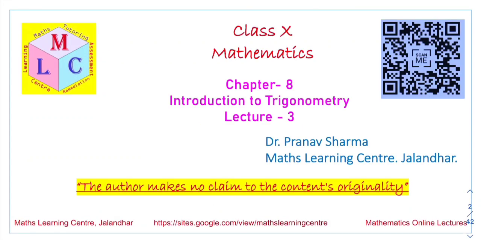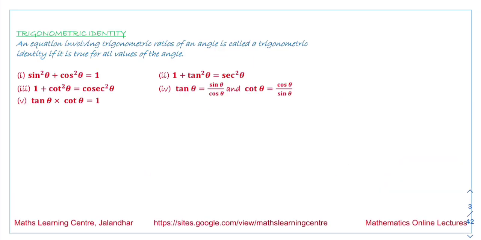We are going to start now the next lecture, lecture 3 of chapter 8, class 10th mathematics, introduction to trigonometry. In this lecture, we will talk about certain questions and problems based upon the identities that we have already proved. So the identities that we have proved, we are saying these values.